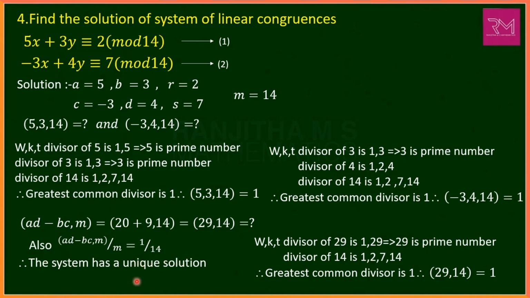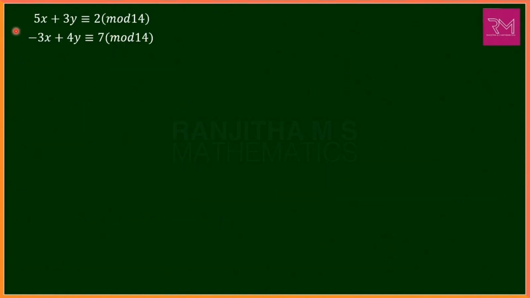Next step, we have to find the x value and y value with the help of these two linear congruencies. Take the two linear congruencies. The first is 5x plus 3y congruent to 2 mod 14. The second is minus 3x plus 4y congruent to 7 mod 14. To obtain the same coefficient, we multiply the first congruency by 3 and the second congruency by 5. We get 5 into 3 as 15, and here also 5 into 3 is 15, so we can cancel the term.